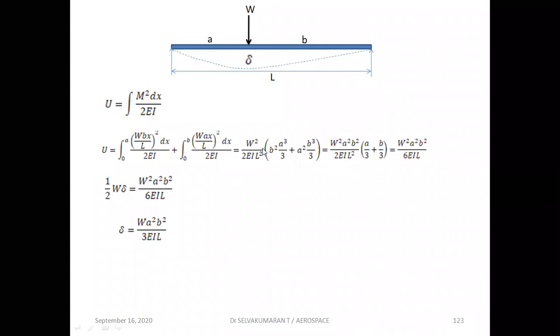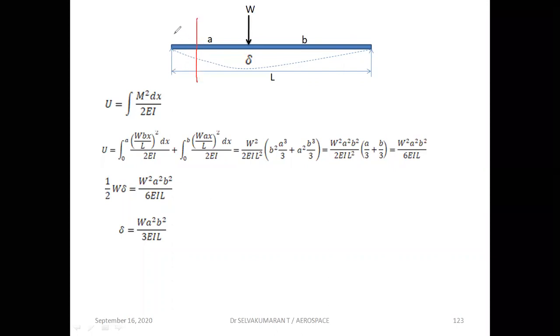Now, a simply supported beam subjected to an eccentric point load, that is, the point load is applied at a distance of A from the left hand and at a distance of B from the right hand. Let us determine the deflection under the point of application of the load. This support reaction is WB by L and the other support reaction is WA by L. Now let us write the moment equation for the limits 0 to A and 0 to B. We know this is WB by L.